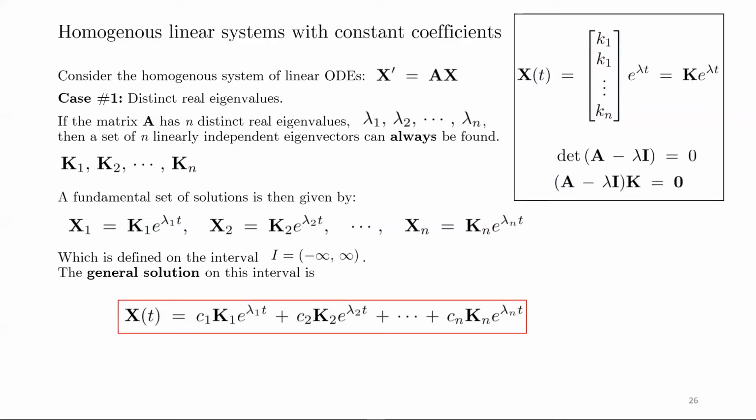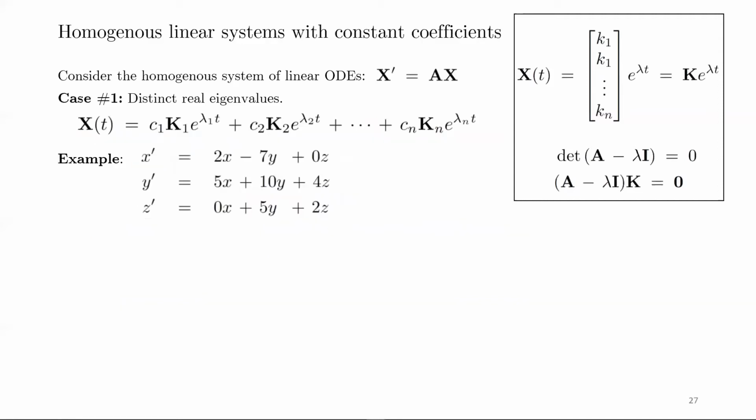So the distinct real eigenvalue case is probably the easiest case because all you have to do is find the eigenvalues of A, find the associated eigenvectors, and then combine into the general solution to the system of ODEs like so. So let's take a look at an example.